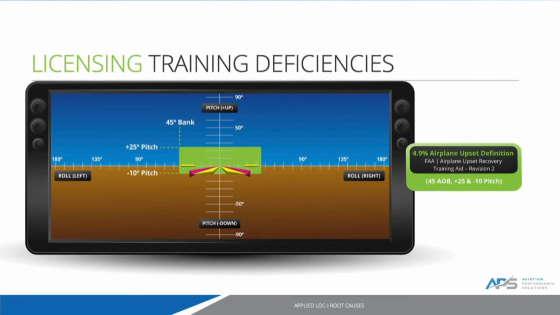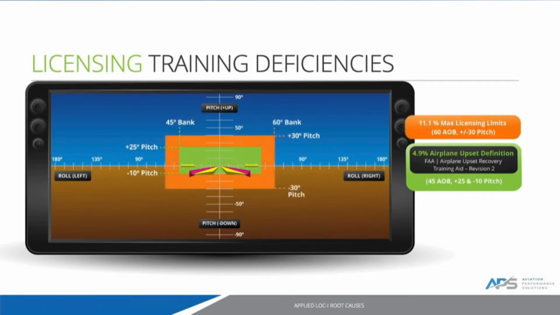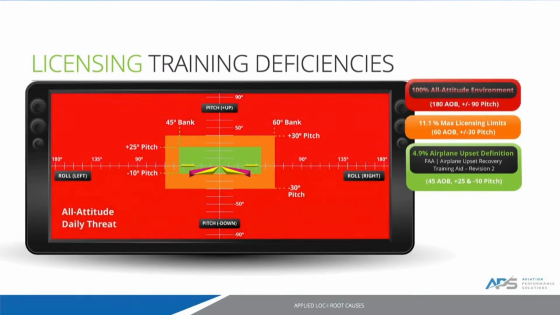The problem is, as you go to the edges of that, there is a buffer, there is a margin of safety around that in your licensing training. And typically it's 30 degrees of pitch, nose up, nose down, and 80 degrees of bank. But the scary part is that's only 11.1% of the all attitude environment. Nearly 90% of it, 88.9%, is not really addressed at all in any intentional way with licensing training.